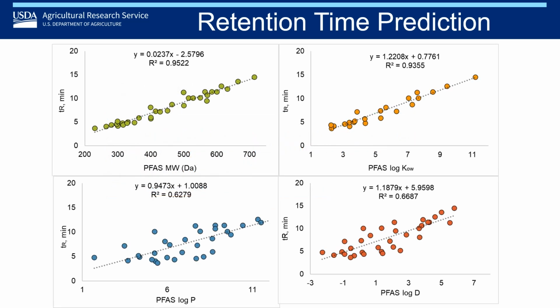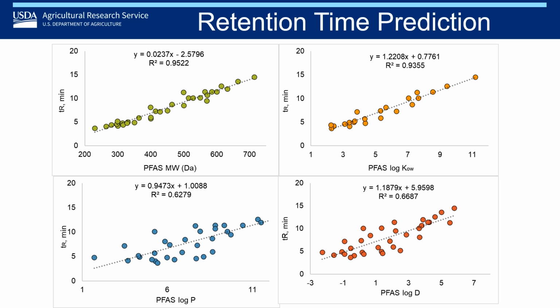against the molecular weight, log KOW, log P, and log D of the corresponding compounds. We can then generate these relationships, which are seen here, and use them to compare to the retention times of the features that are in the output results. As you can see, the log P and log D relationships were less significant, so we ended up using the molecular weight in the top left for much of our results.